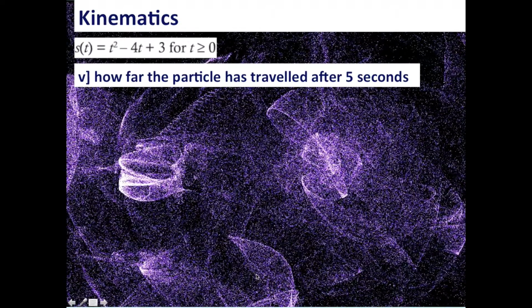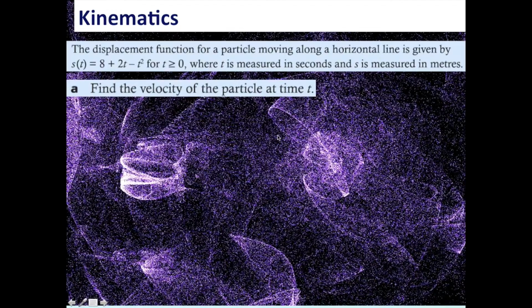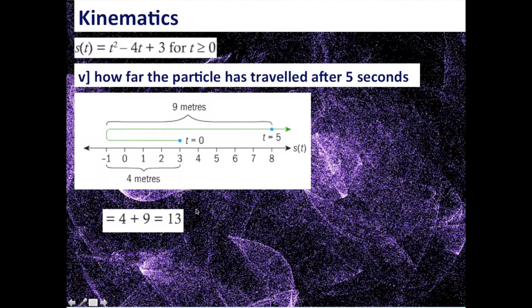How far has the particle travelled after 5 seconds? This is when we're going to use the modulus function. You can see intuitively that we've charted this whole motion, this whole journey now, so you can see intuitively that it's 13. On our calculator we're actually going to find the integral of the absolute value of the velocity function, so 2t minus 4, between 0 and 5, and that will also give you the same answer.